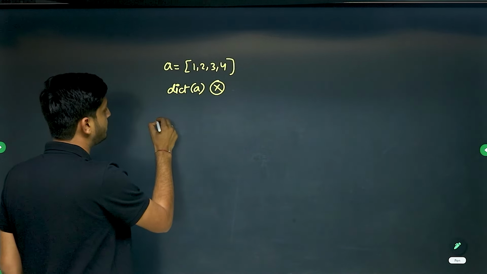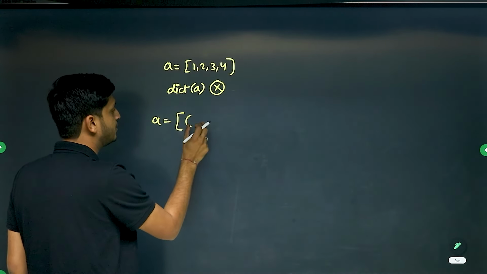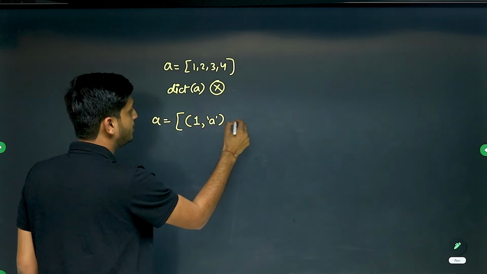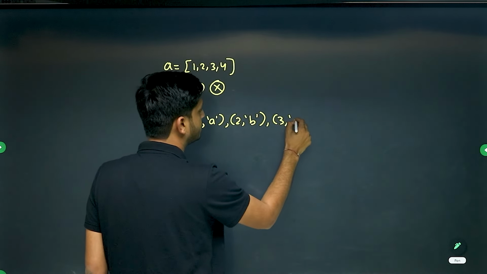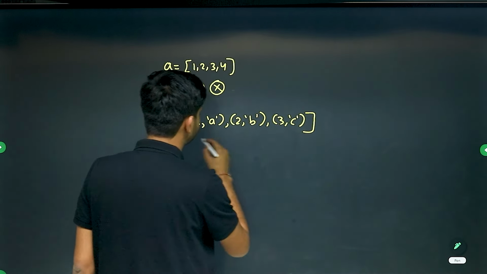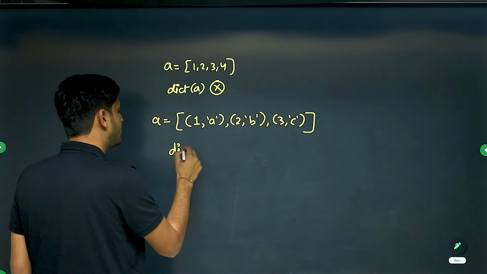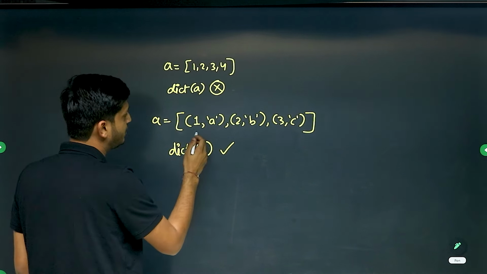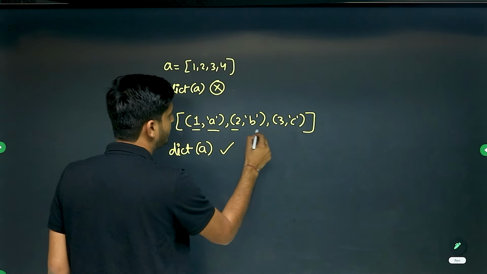But if you give it an iterable with key value pairs, like a list containing tuples of two elements, let's say 1 and A, this is a tuple, and then 2 and B, and then 3 and C, like this. So this is an iterable, let's say a list containing tuples. Then you can convert this into a dictionary, that is allowed. Why? Because the compiler will understand that in this tuple the first value is key and second is value, key and value, key and value, key and value.